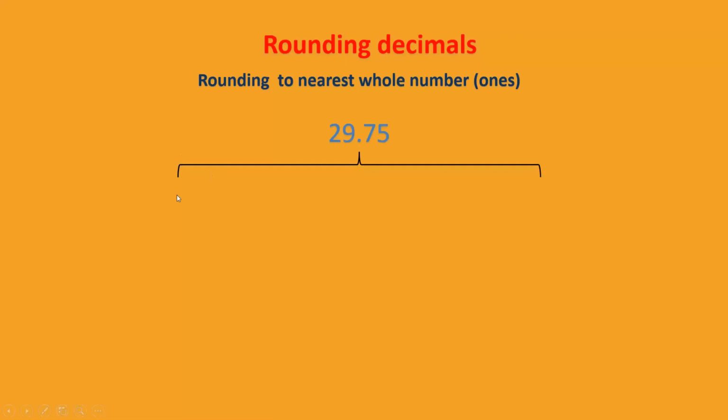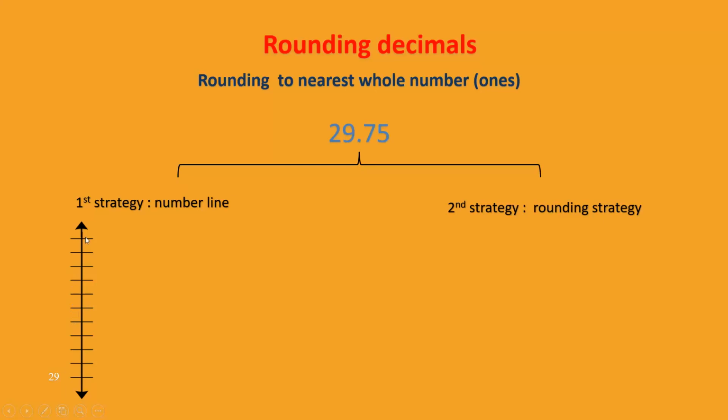Okay, rounding decimals. Do you remember rounding? We have two strategies for rounding to the nearest whole number. First, here we have 29.75. First one, the number line, and second one, the rounding strategy. Let's see the number line. We will draw a number line like this, okay? Let's go 1, 2, 3, 4, 5, 6, 7, 8, 9, 10, 11.